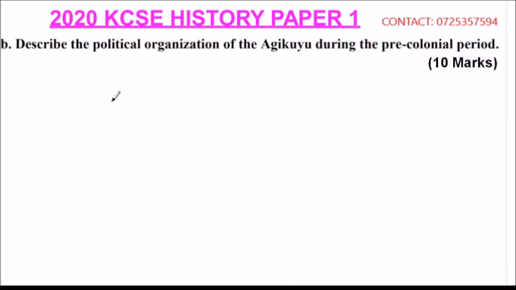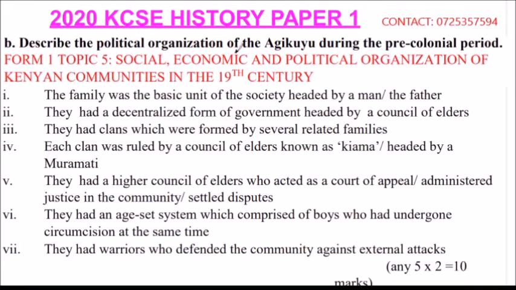Part B of the question, describe the political organization of the Agikuyu during the pre-colonial period. That is the political organization of the Agikuyu. This topic is from Form 1, Topic 5, Socio-Economic and Political Organizations of Kenyan Communities in the 19th Century. Roman number 1, these are the answers that were expected. The family was a basic unit of the society headed by a man or the father.